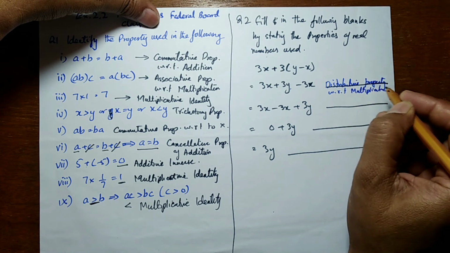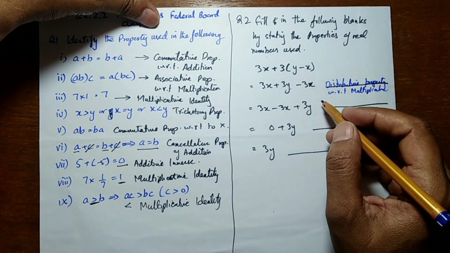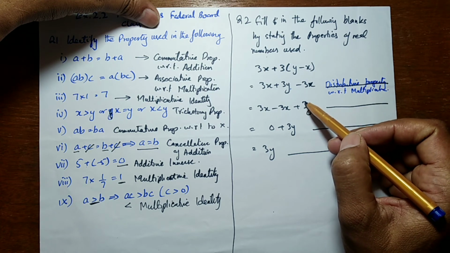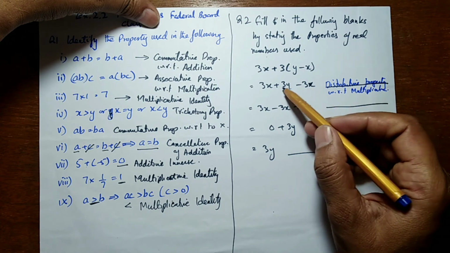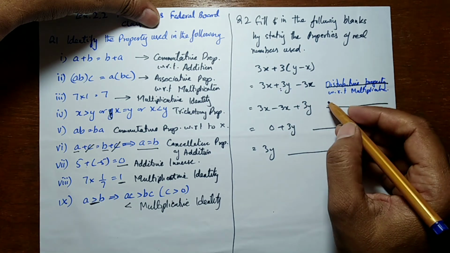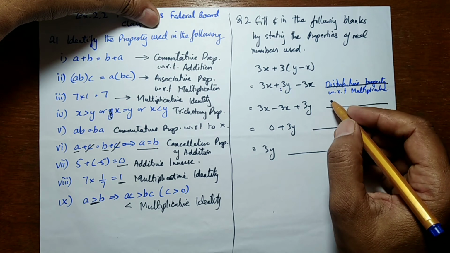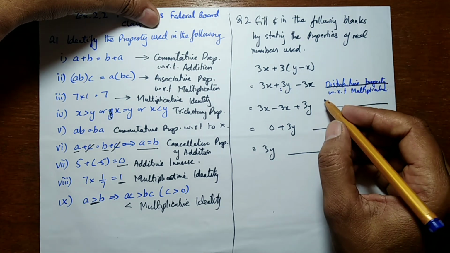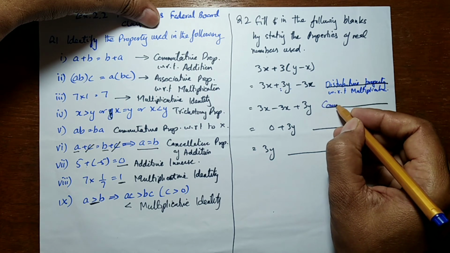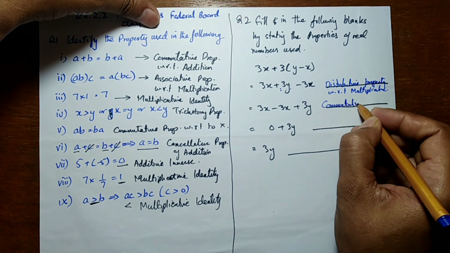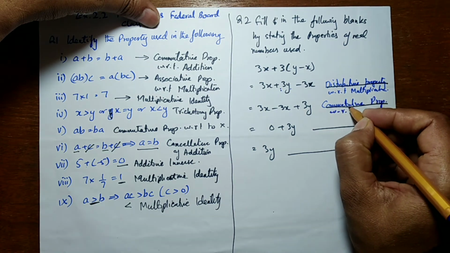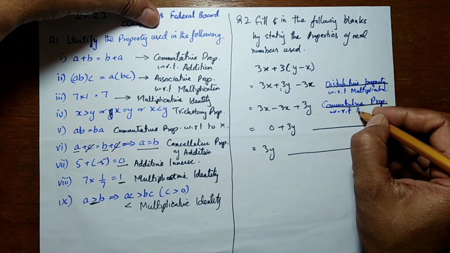Okay. Now here we have shifted this -3 on this side and 3y at the end of the expression. So here that means we are just rearranging the numbers. So that is called commutative property with respect to addition.